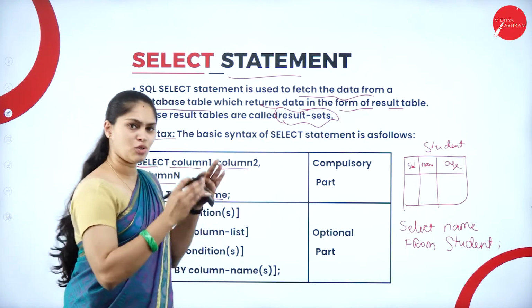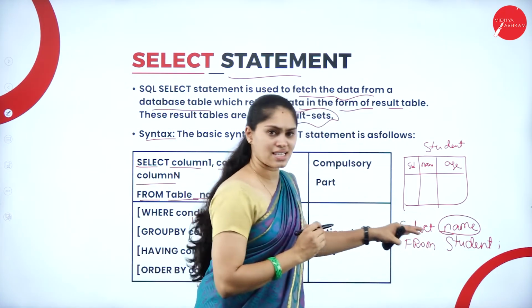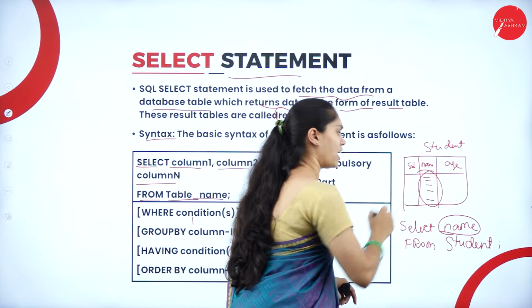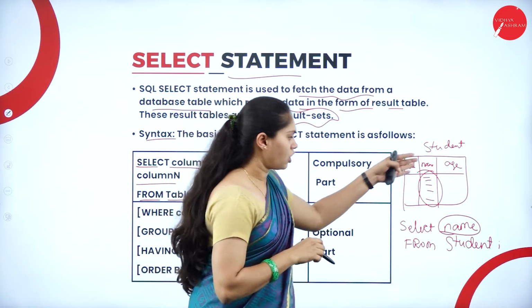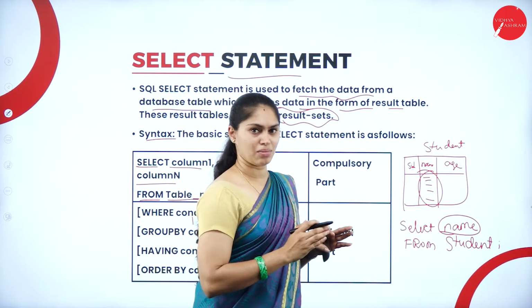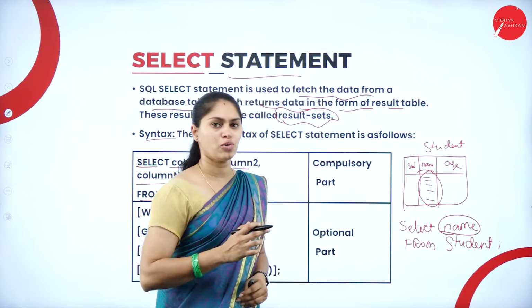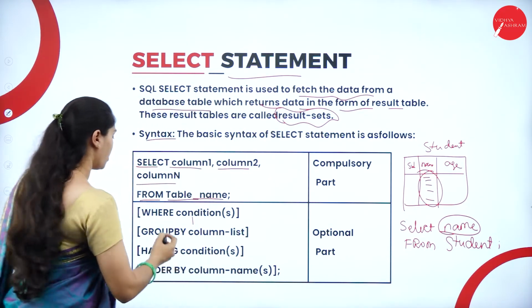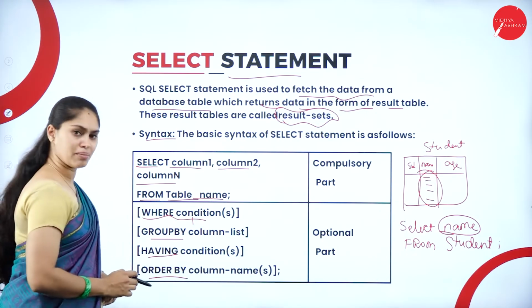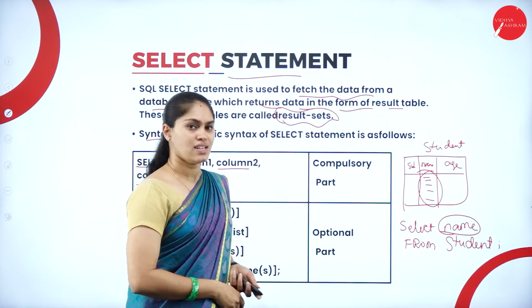If I want to select a particular column, what will this return? If I write select name from student, and this name column contains n number of values, then all the values of that name will be displayed as a resultant table. But what if I want to select a particular record? Then I have to use a where condition. We can also have group by, having clause, and even order by clause. All these are optional parts which can be added to this select statement.